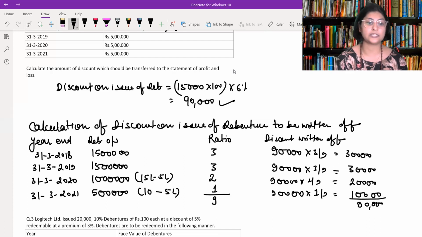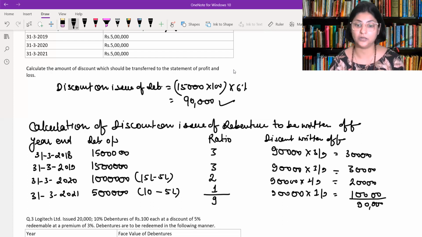They had asked us only this part: calculate the amount of discount which should be transferred to statement of profit and loss. So each year at the year end, we will transfer 38,000, 30,000, 20,000, and 10,000. So during the life of the debenture, we are going to write off this capital loss. If we are asked to make the journal entries on these different dates, the same journal entry we will pass: statement of profit and loss account debit, and discount on issue of debenture account credited. Okay, I hope this is clear to you.